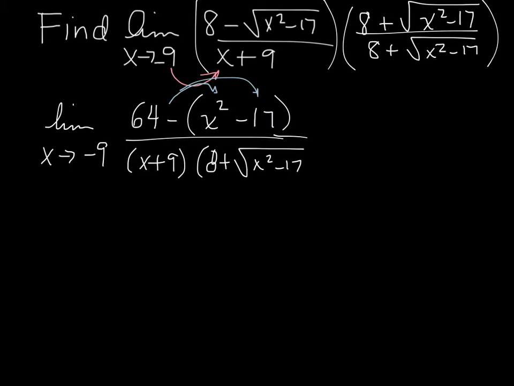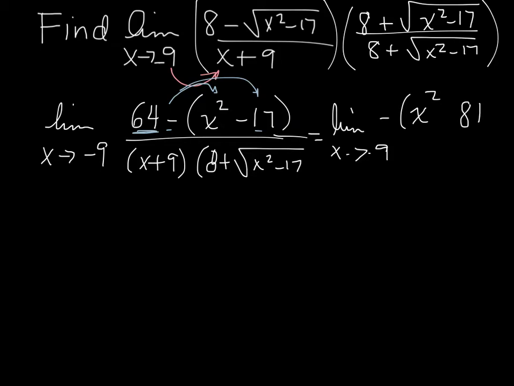Well, we still see that we cannot do anything here, meaning that I cannot plug in negative 9. So what I'm going to do is go ahead and take 64 minus a negative 16. So up top, I'm going to have this minus x squared, and then this negative and a negative will give me a positive 17. So I'm going to take 64 plus 17, which is 81.